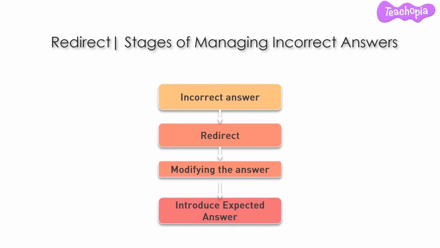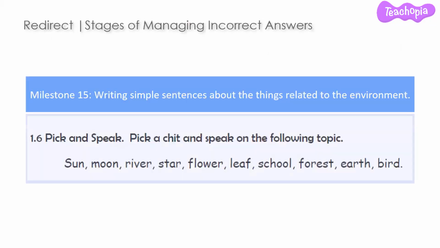So how do we redirect the learner's mind and thought process? Let's try and look at that through an example. We all know that the milestone for the month of February, milestone 15, has an activity called pick and speak on any of the given topics, meaning sun, moon, river, star, flower, etc. Taking examples from this milestone, let's try and understand how we can use redirection as a method to deal with incorrect answers.